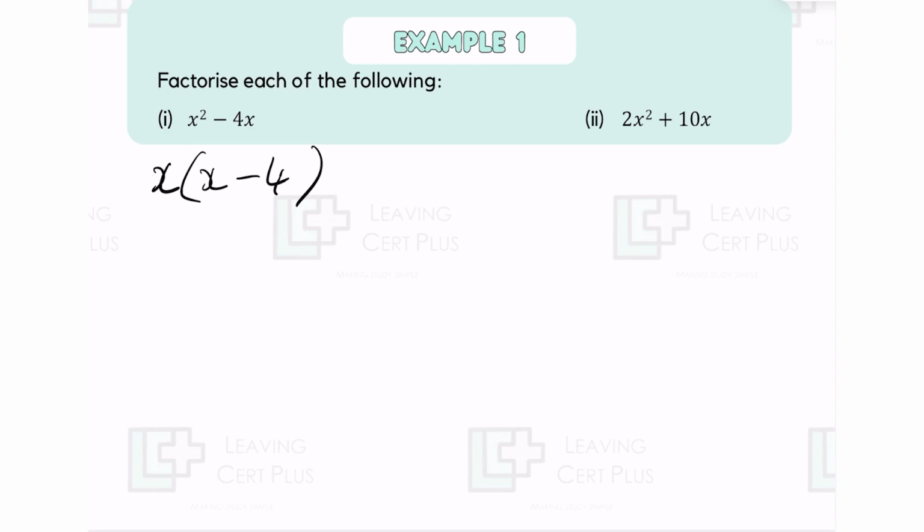If you want to check that it's right, you don't have to do it, but if you want to check that it's right in your head, if you multiply out x by x and then x by minus 4, it should go back up to give you what you started with, and it will. So that means you've done it right.